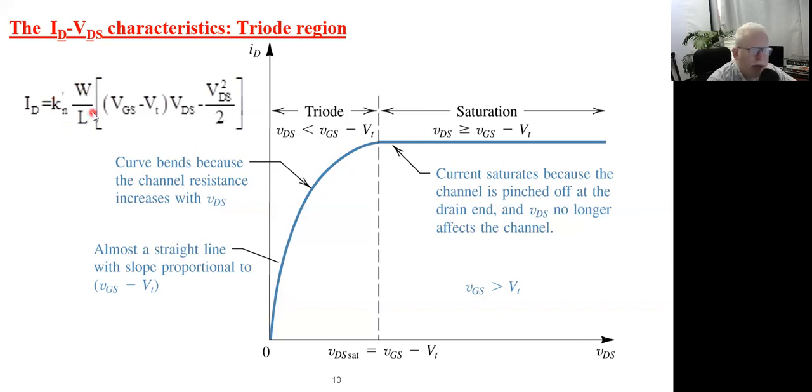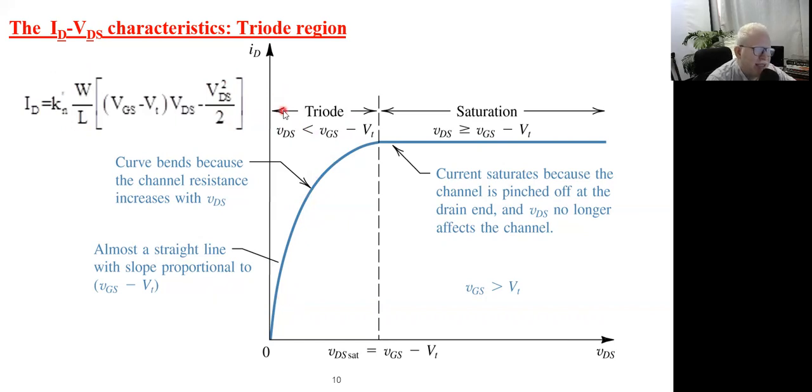So for a certain MOSFET, we can say that Kn dash W over L is a constant, because of course for a certain MOSFET you will have a certain material with a certain dimension. Then we have VGS minus V threshold. VGS, of course, is the voltage applied to the gate, and V threshold is the threshold voltage, multiplied by VDS minus VDS square over 2. So this equation represents the current flowing in the triode region.